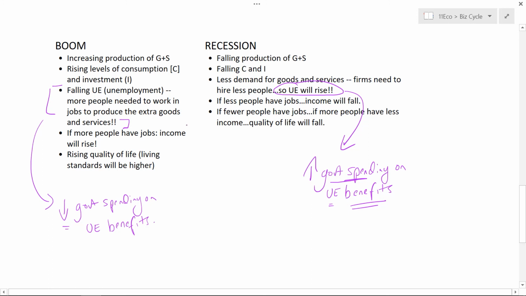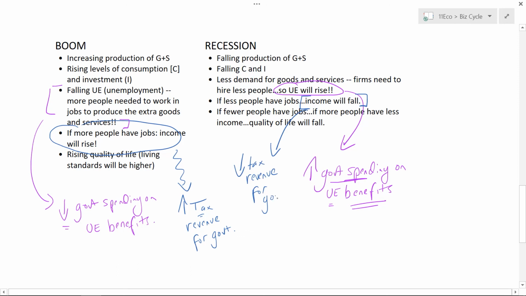If we then think about one more element, and let's put this in blue, if more people have jobs and more people are earning income, then there will be greater tax revenue for the government, because remember that the government will collect income tax from people. If incomes are higher, that tax revenue will be larger. If we then flick onto this side, there will be falling tax revenue for governments. And that's how we would look at elements and positions in the business cycle.